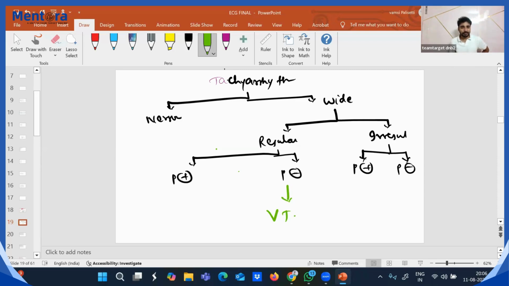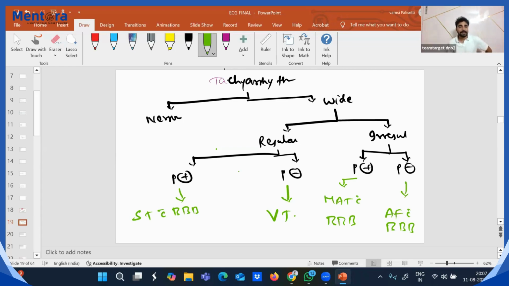So if it is wide, regular and P wave present, it can be sinus tachycardia with bundle branch block. If it's wide, irregular, P wave absent, it can be AF with bundle branch block. Same, if it's wide, irregular, P wave present, it may be multifocal atrial tachycardia with bundle branch block. That's it. As simple as that.